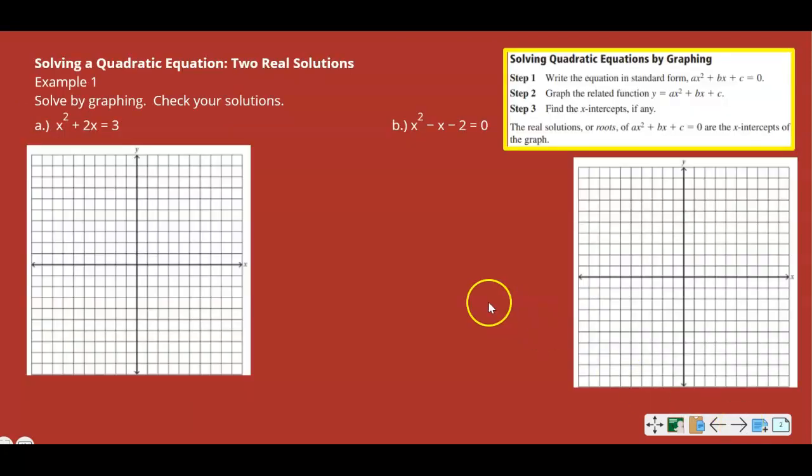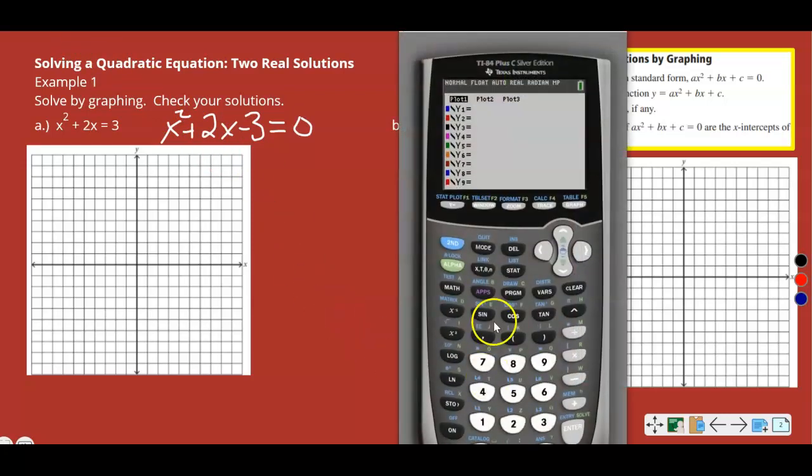All right, solving a quadratic equation, solve by graphing and check your solutions. The first thing we're going to do is set the equation equal to 0. So we're going to put it in standard form. So we've got x squared plus 2x, and then we have equals 3, so we're going to subtract 3 and move it to the other side. Now we have a quadratic equation in standard form. We may be able to factor this, but let's go ahead and plug it in our calculator because it says solve by graphing, so we can quickly type this in and see what it looks like.